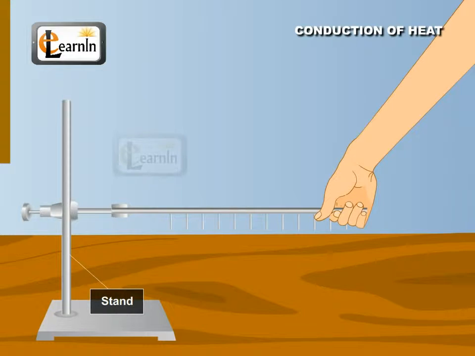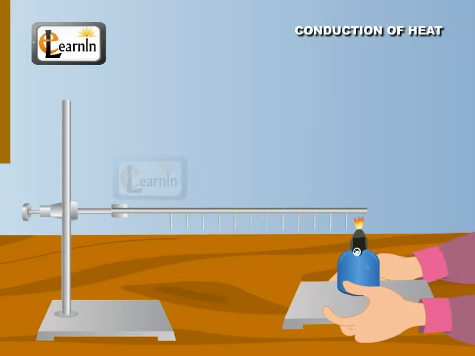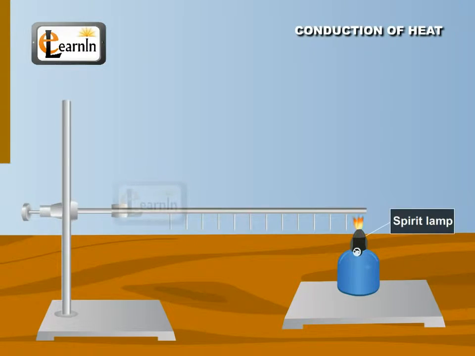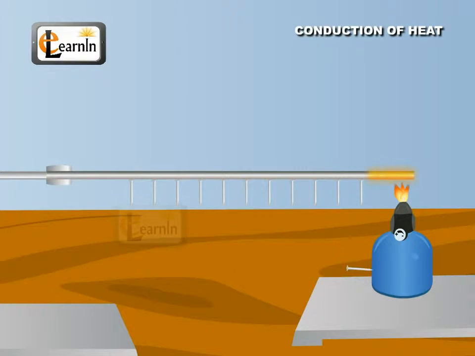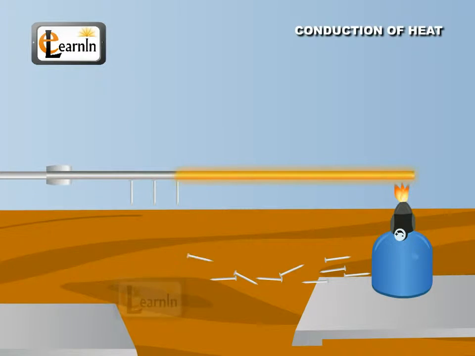Fix the rod to a stand. Now, heat the other end of the rod with a spirit lamp. Observe the order in which the nails drop down. The nail near the spirit lamp falls down first, followed by its nearest neighbor, and so on. The one near the stand falls down last.